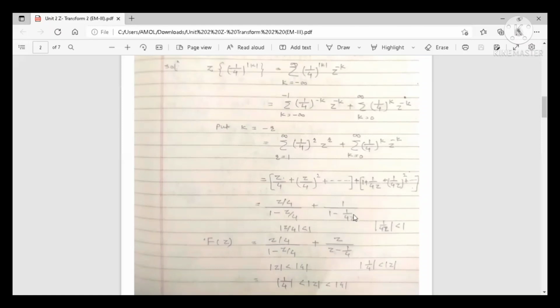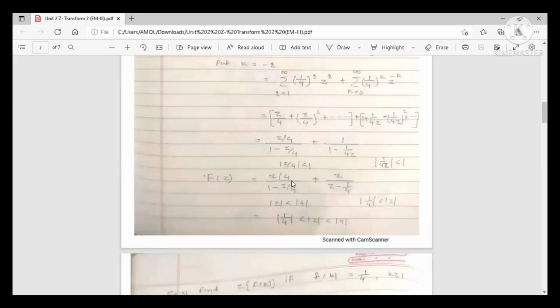Here, in the denominator, you take 1 by z common. If you take 1 by z common, the simplified term is z upon z minus 1 by 4. And the condition for that second term is mod of 1 by 4z is less than 1. So you shift this z to the RHS so that the condition will be mod of 1 by 4 less than mod z.